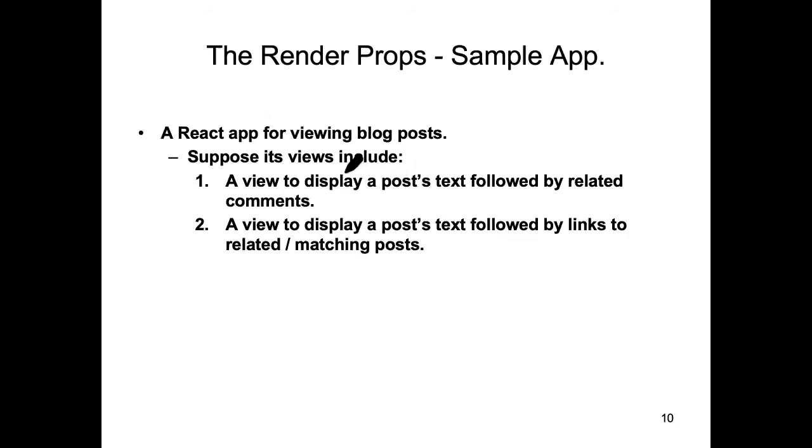Here's another example that I just tried to dream up. I've got this React app for displaying blog posts, a typical use case. Supposing in this app that's related to managing blog posts, I have two views. One view displays the text of a blog post, followed by a list of hyperlinks to comments that people have posted about the blog post. That's one view. And I have a second view that displays the text of the blog post, but this time it's followed by a list of hyperlinks to related or matching blog posts. So they might be two typical views that I want in my blog post management application. But in the way that I've described views 1 and 2, clearly there's a lot of commonality between them.